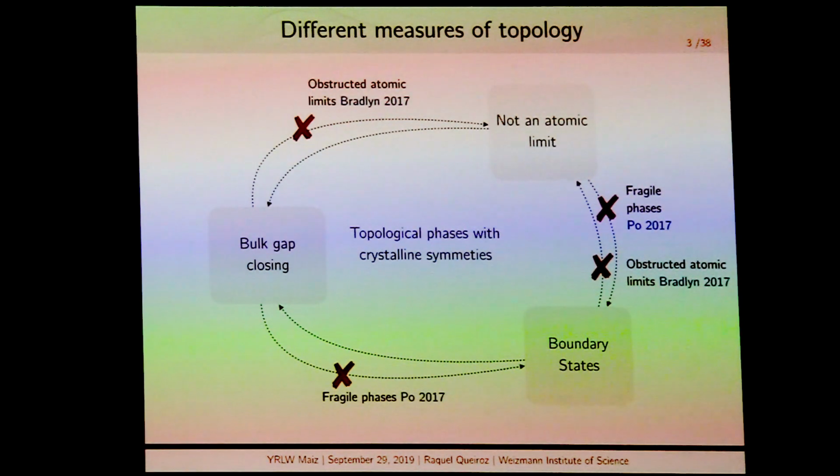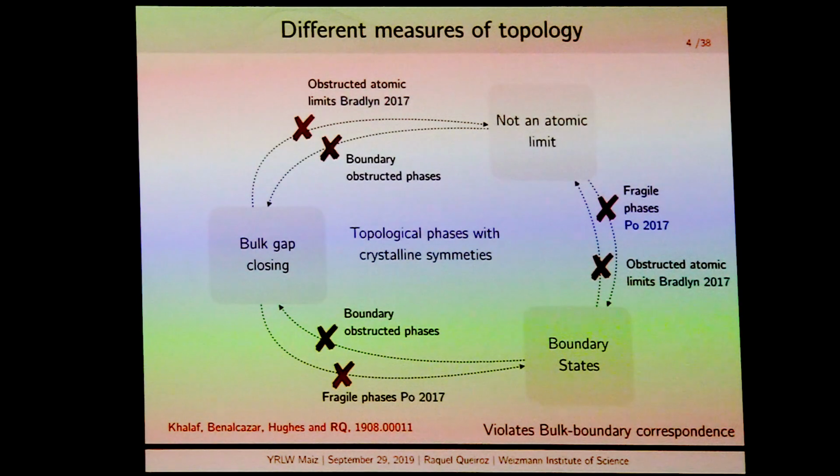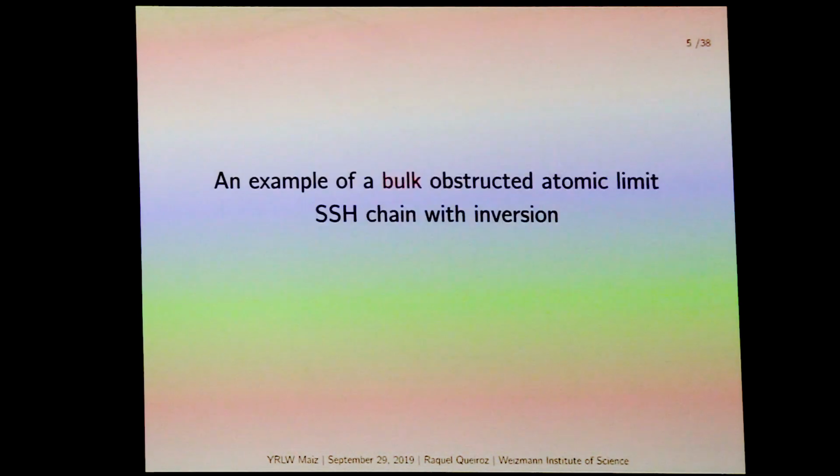What I'm going to tell you about are phases that break all the other correspondences as well. These are so-called boundary obstructed topological phases. These are phases that have topologically protected, globally robust boundary modes. They do not necessarily have atomic descriptions which are symmetric, but they don't necessarily close the bulk gap, so this violates the bulk-boundary correspondence.